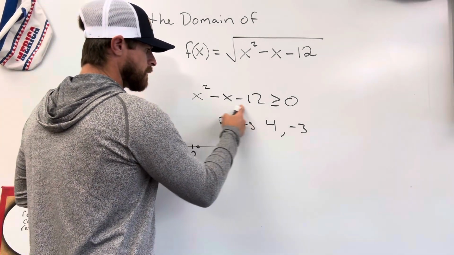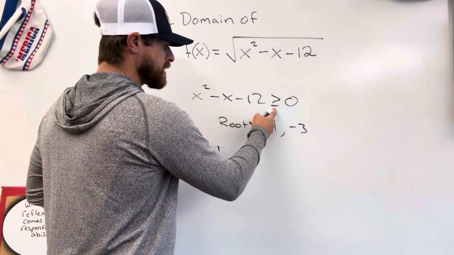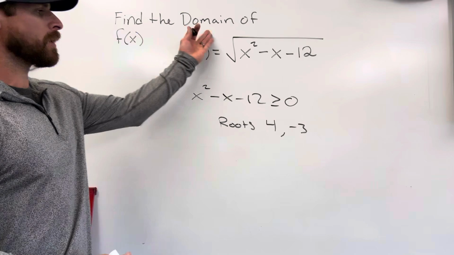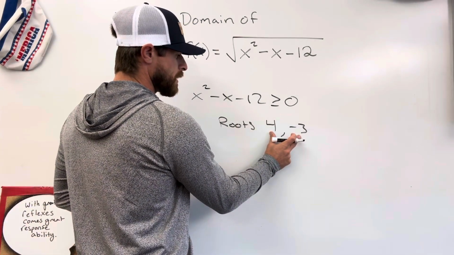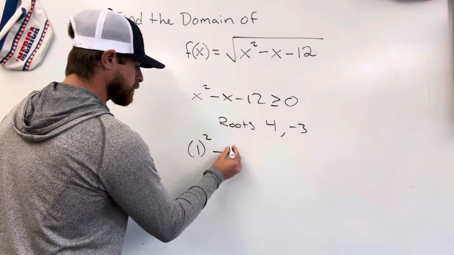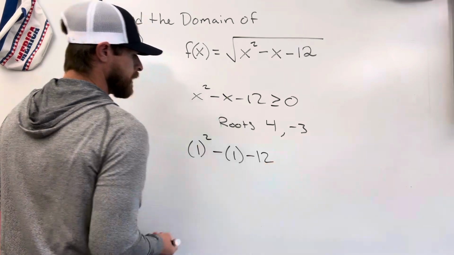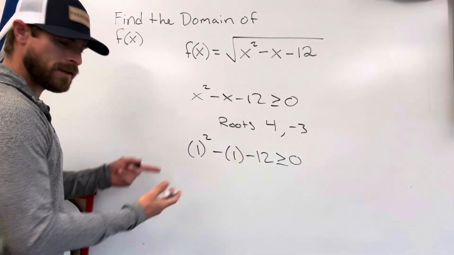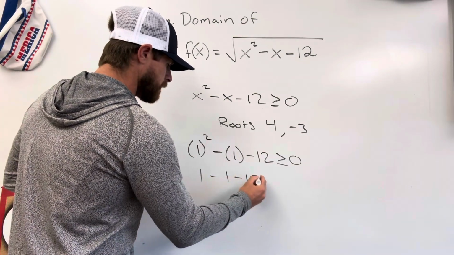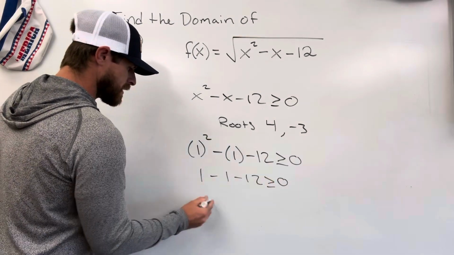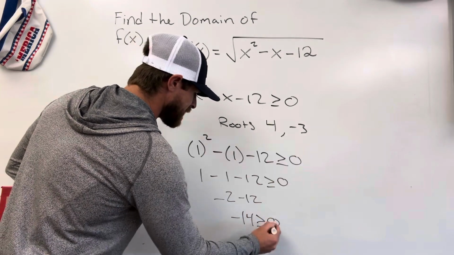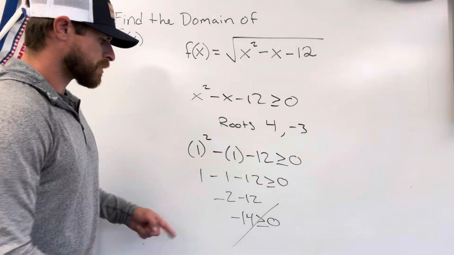So I'm going to plug 1 in right here and see if it comes out greater than or equal to 0. If it does, then we know the domain we're looking for is all numbers between 4 and negative 3. So let's find out. Plugging 1 in: 1 squared minus 1 minus 12, and we hope that's greater than or equal to 0. So we check the middle first. 1 squared is 1, minus 1 is 0, minus 12 takes me to negative 12, which is not greater than or equal to 0. So this fails.